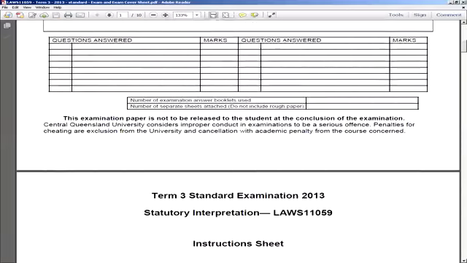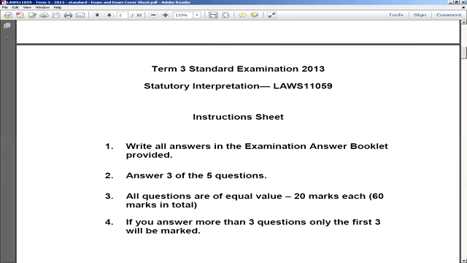In terms of the number of questions, on the second page here, you'll see you have to write all answers in the examination answer booklet provided. You must answer 3 of the 5 questions. All questions are of equal value. There are 20 marks each, and there's 60 marks in total, which is obviously 60%. And if you answer more than 3 questions, only the first 3 will be marked.